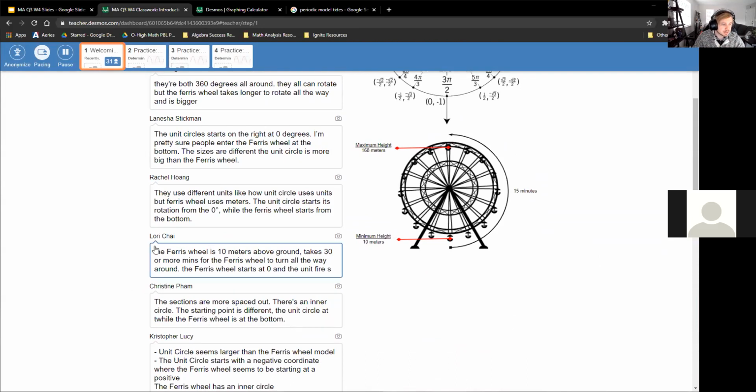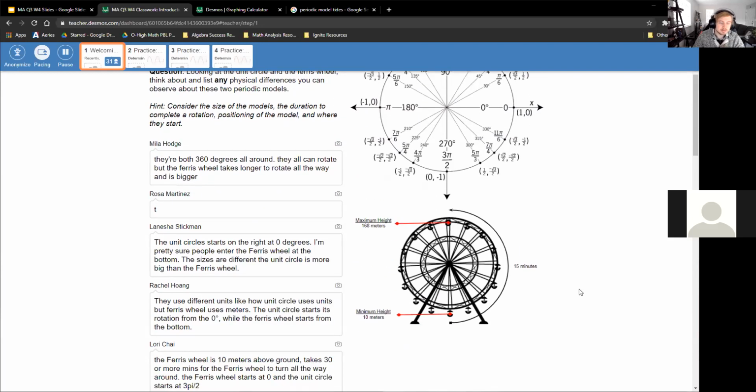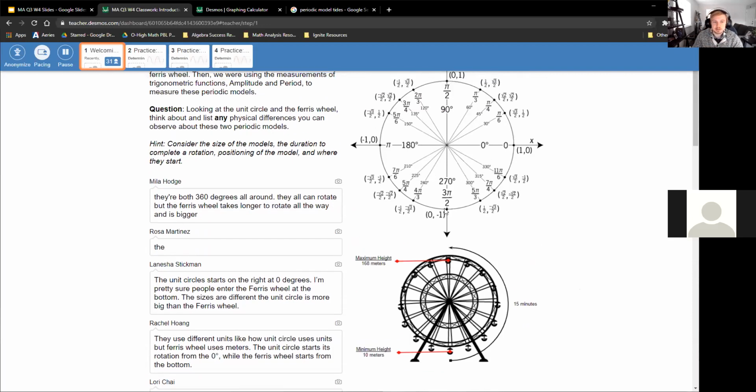Let's see. The Ferris wheel is 10 meters above ground and takes 30 minutes for the Ferris wheel to turn all the way around, right? So that's what Lori said. And so what she's observing is that the minimum height of that Ferris wheel is different from how the unit circle is, right? The unit circle is above and below a midline of 0. Notice how the middle of the unit circle is at y = 0.